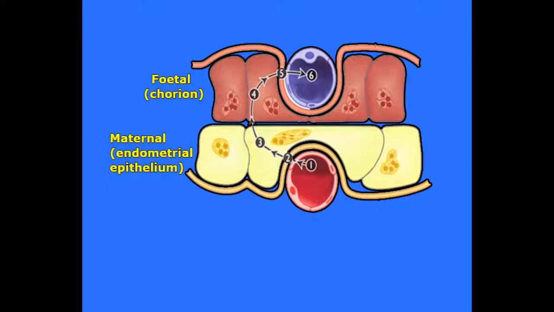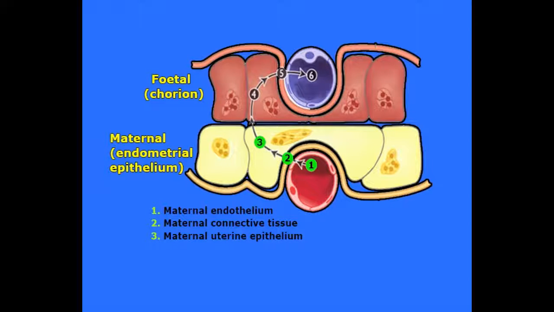Therefore, the molecules of oxygen and other nutrients diffuse from the blood of the mother to that of the embryo through maternal endothelium, maternal connective tissue, maternal uterine epithelium, the epithelium of chorion, fetal connective tissues and fetal endothelium.